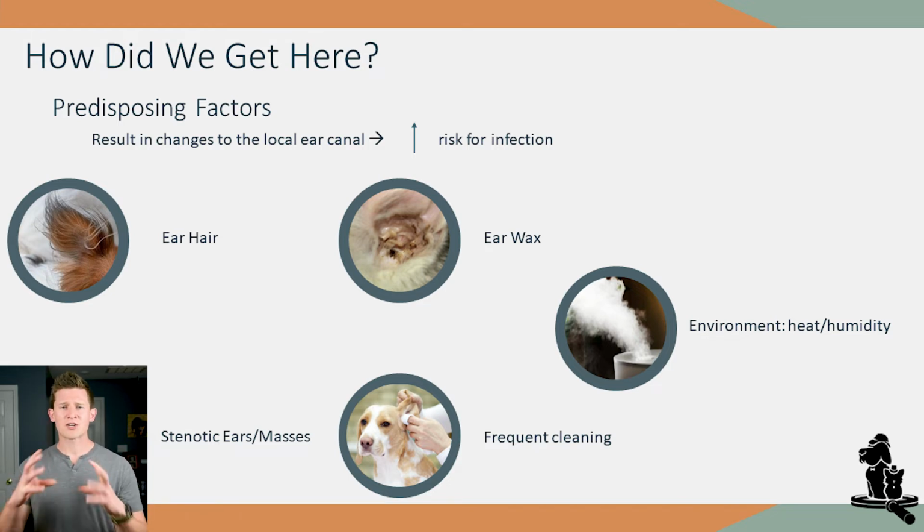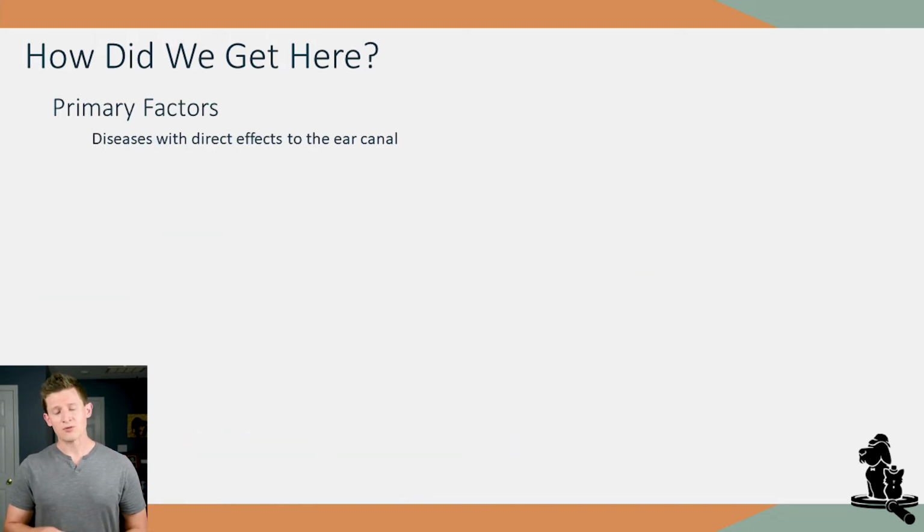So if your dog or cat has some of these, it's just an indication that we need to keep an eye on those ears more often. Not that they're guaranteed an ear infection. Next, we have primary factors. Now, primary factors are diseases with direct effects to the ear canal themselves, much more likely to directly cause an ear infection. First and foremost, we have ear mites.